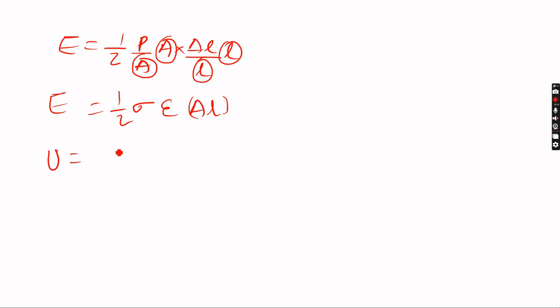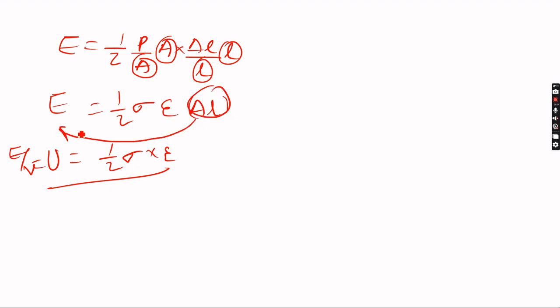So you people generally write 1 by 2 stress into strain like that. This is per unit volume. This U is nothing but E per unit volume, meaning A into L. You are dividing this side, and whatever term remains here is nothing but your energy per unit volume. Now come to the question, what they are trying to say. So 1 by 2 sigma into strain, this is your strain energy per unit volume.